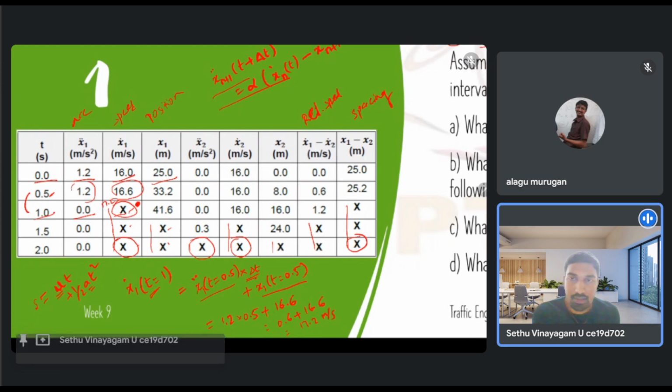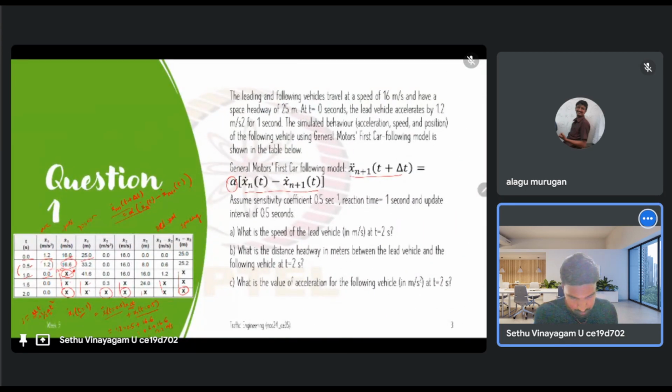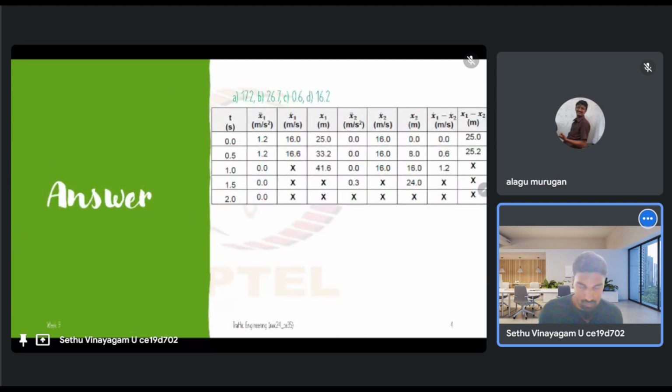Okay, any answers so far? Shall we look at the solution then? Okay, so these are the solutions given here for the four parts. Let's see how to get those.